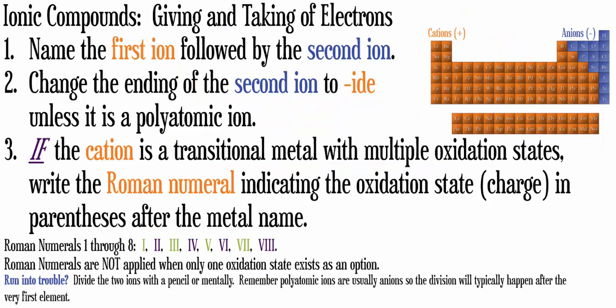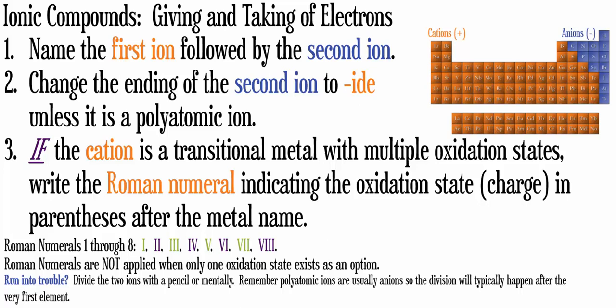Here are the rules for naming ionic compounds. Number 1. Name the first ion followed by the second ion. Number 2. Change the ending of the second ion to "-ide" unless it is a polyatomic ion. The third step is conditional. If the cation is a transition metal with multiple oxidation states, write the Roman numeral indicating the oxidation state, or the charge, in parentheses after the metal name.